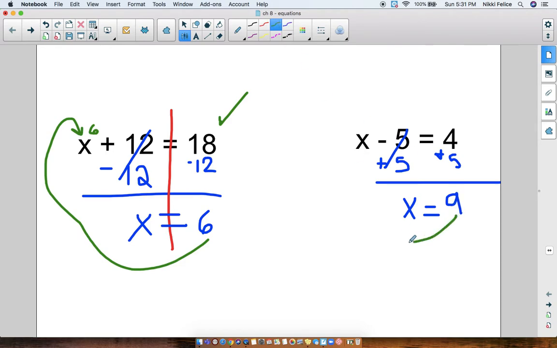I know that's correct because if I plug it back in, and I say instead of x minus 5, if I say 9 minus 5, does that equal 4? Yes, it does. I did it correctly.